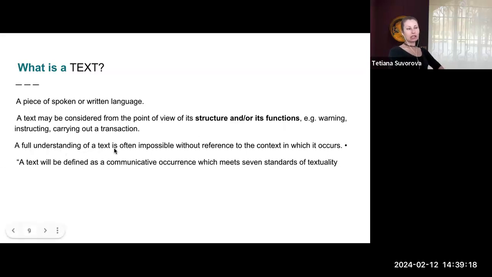Then, a full understanding of the text is often impossible without a reference to the context in which it occurs. Yeah, that's for sure. And I will give you some illustrations just after that slide. And a text will be defined as a communicative occurrence which meets 7 standards of textuality.